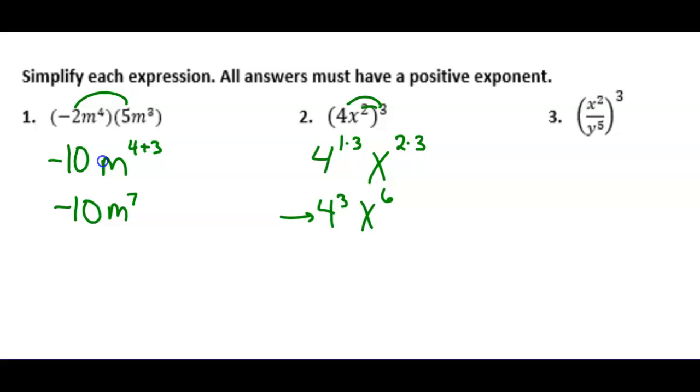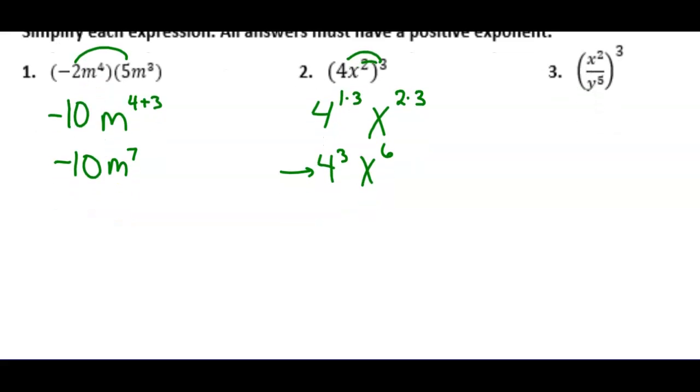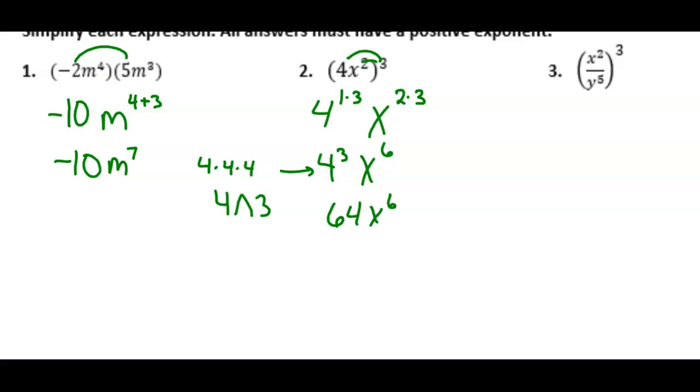You're multiplying the power. Okay, so not a calendar. 64. This is 4 times 4 times 4, right? Or on our calculator, we can do 4 caret 3. Remember the caret button? So I've got 64x to the 6th. This is my answer. Then 3 needs to go to the 4 as well. Okay?